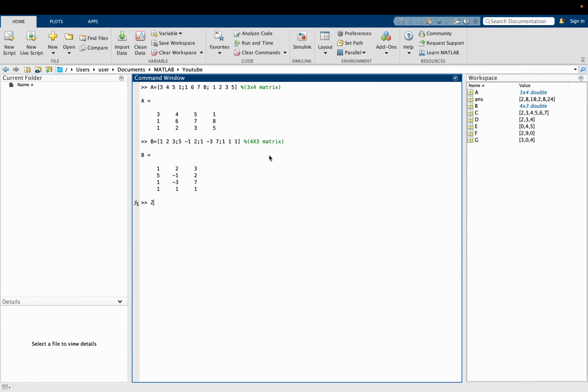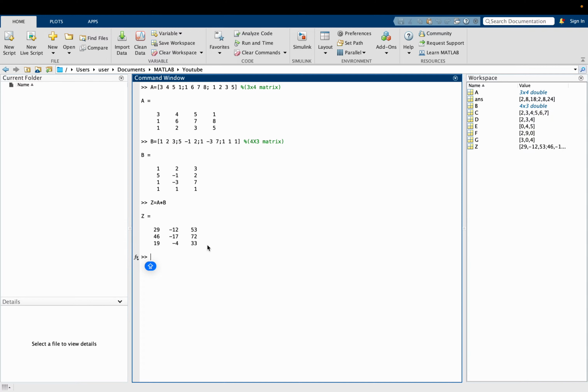And I know the solution of the multiplication will be 3 by 3. So if I have Z is equal to A times B, I will have a 3 by 3 matrix as my solution.